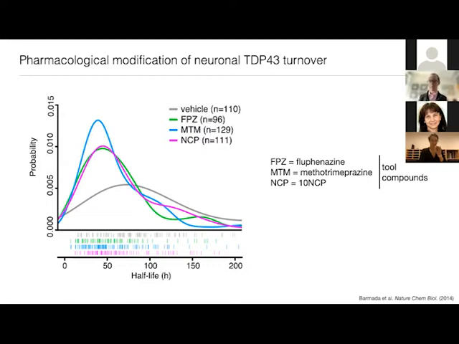Many of you may recognize them as first-generation antipsychotics. They do a lot of things. So we took this as a positive sign that we can manipulate or induce TDP clearance, but we really wanted to find better means of stimulating autophagy. But that's easier said than done.